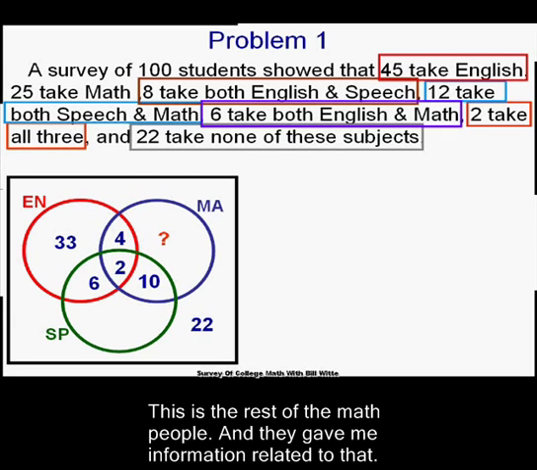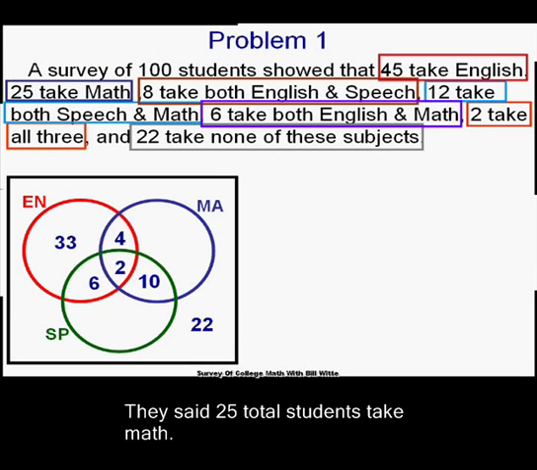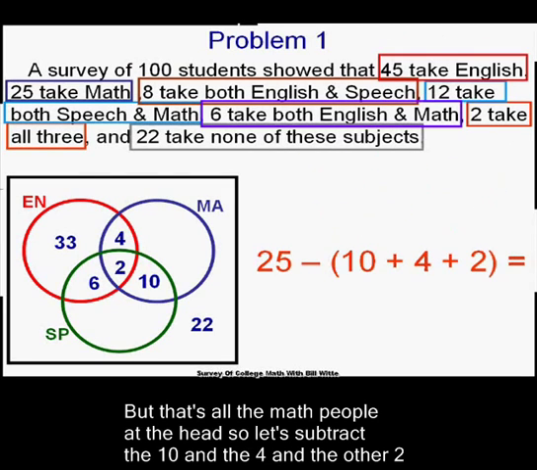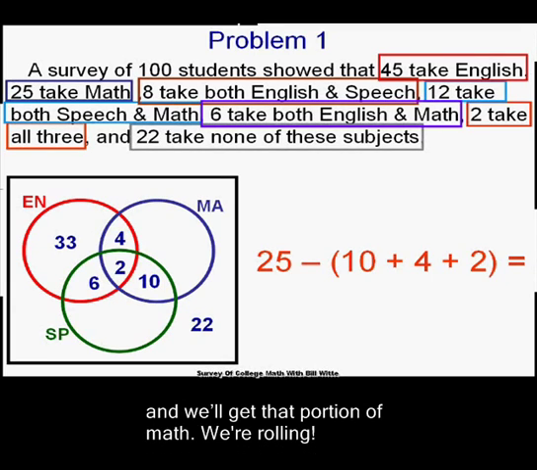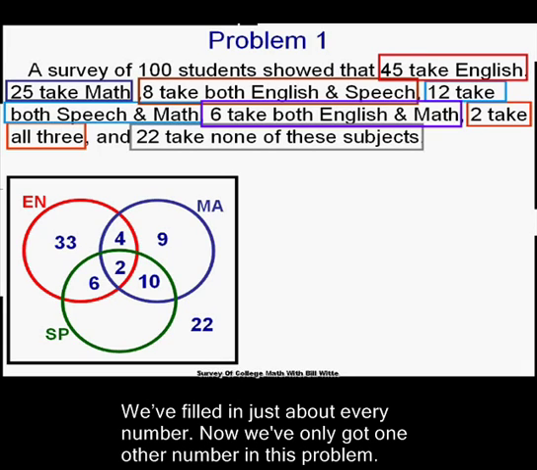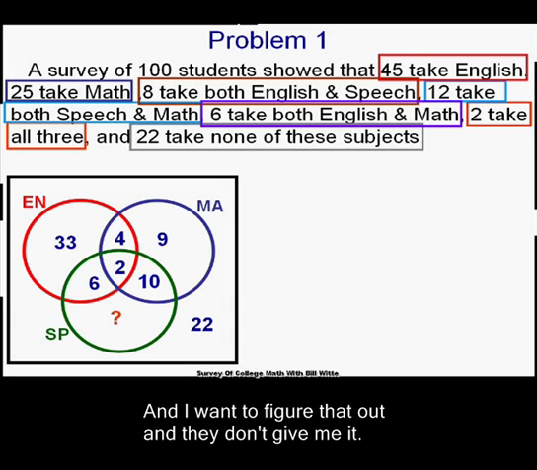This is the rest of the math people, and they gave me information for that. They said 25 take math, but that's all the math people. So let's subtract the 10 and the 4 and the other 2, and we'll get that portion of math. We're rolling. We've filled in just about every number. Now we have only one other number in this problem. I want to figure that out, and they don't give me it.